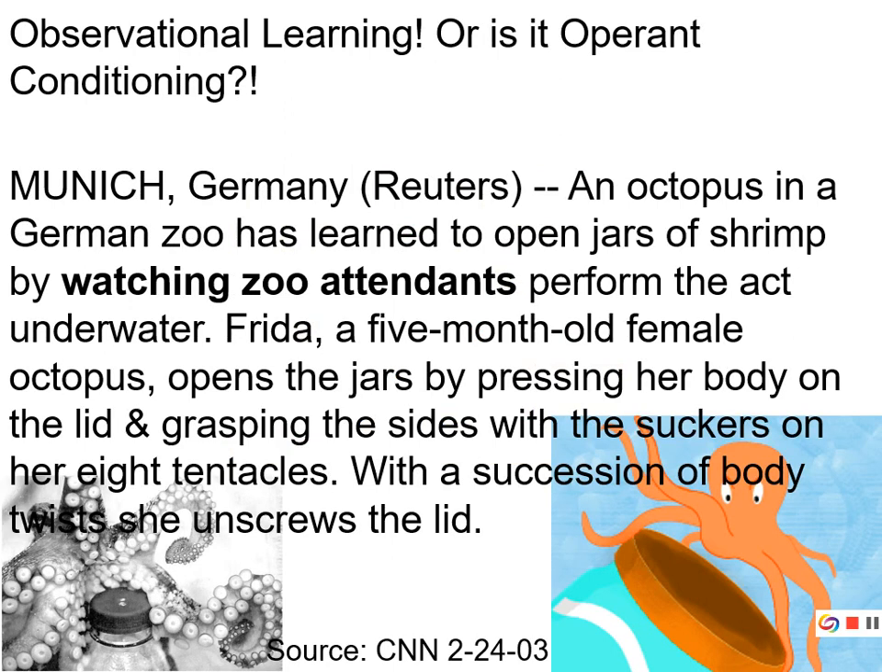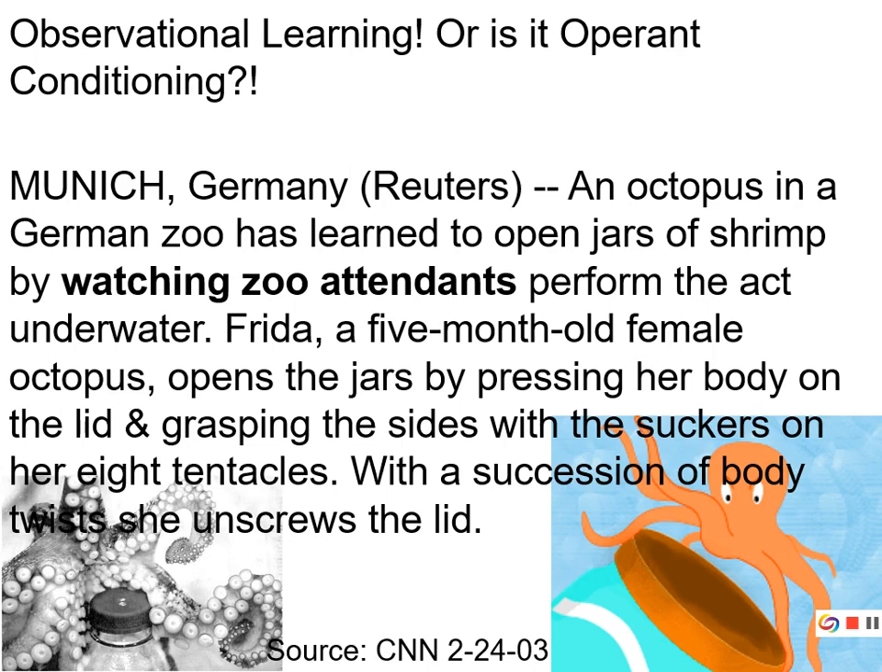I like this one. An octopus at a zoo has learned how to open jars of shrimp by watching a zoo attendant. So they feed the jar, the divers go down, they open the jar, the shrimp go out, and they ate them. And now when they put the jar in there, the octopus, because it's only one, opens the jar. That's pretty damn smart, isn't it?